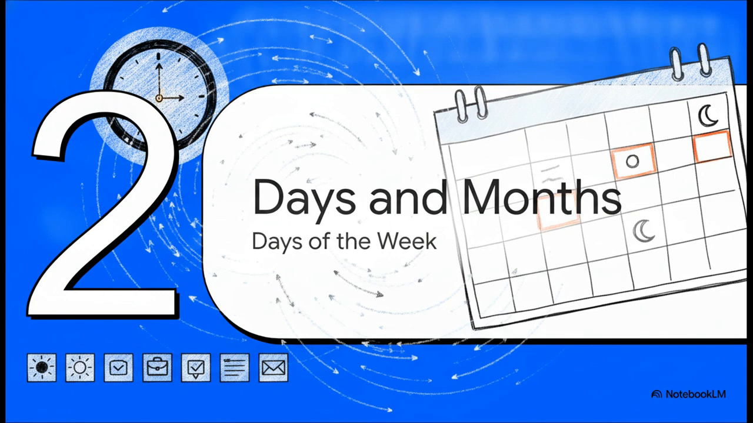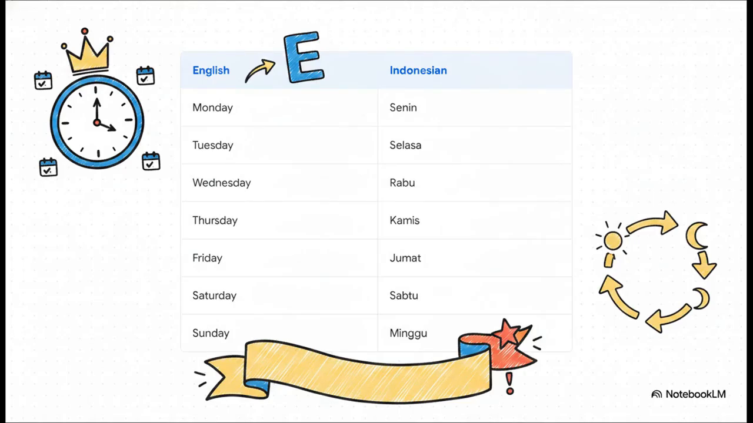Moving right along to section 2, days and months. Let's look at the days of the week. We've got English and Indonesian side by side here, which is honestly fantastic for building those quick mental word associations. Monday is Senin, all the way through Sunday, which is Minggu.